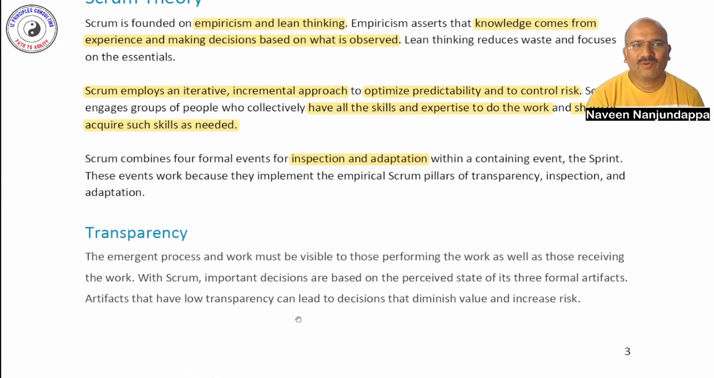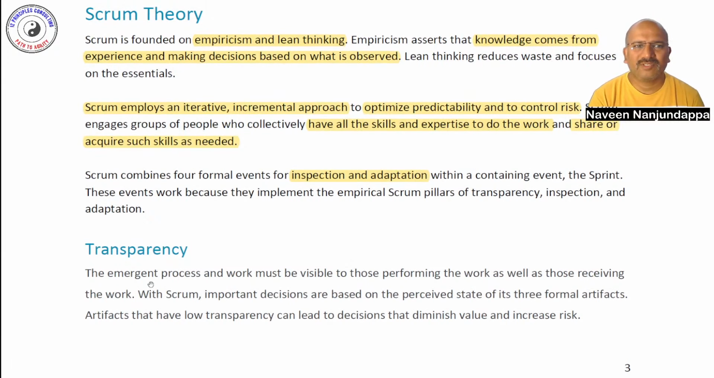So here, what is transparency? Transparency means the process and work must be visible. The emergent process and work should be visible to those who are performing the work.